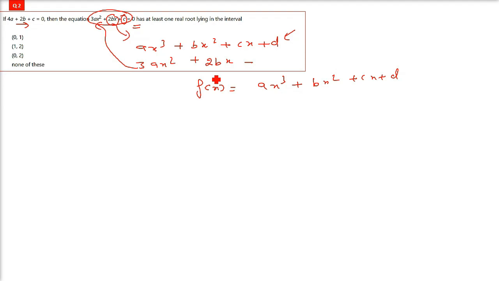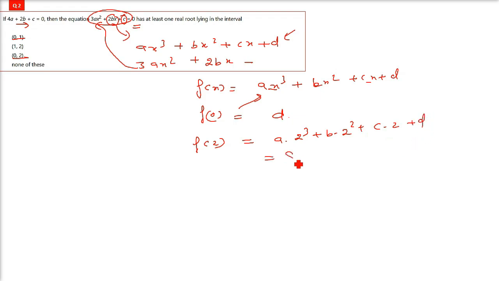This equation is not given. We have found out where that equation has come from. Now, we have this f(0) and f(2). When you put x as 0, f(0) is already 0. Then when you put x as 2, what are you going to get? Some terms plus d. I'm not writing d right now, but 8a plus 4b plus 2c. If you take 2 as common, you get 4a plus 2b plus c. And in this question, it is already given that 4a plus 2b plus c is 0.